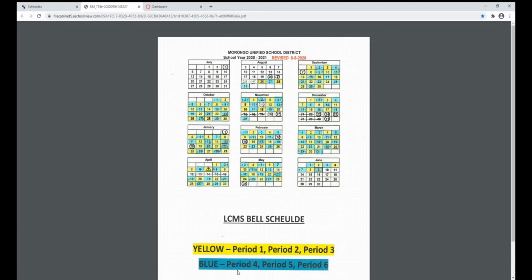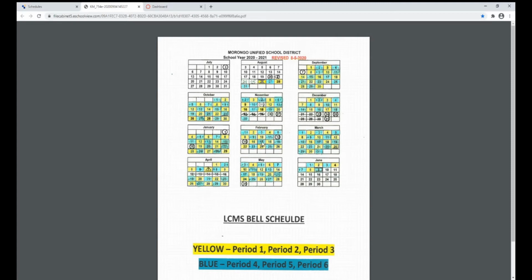It shows down here. Blue days mean that we're going to go to periods 4, 5, and 6 on that day. I'm not going to go to your other classes. Okay, then the next day, which is going to be February 18th, is a yellow day. On that day, we'll go to our first, second, and third period classes. So you can always bookmark this page and refer to it regularly. I look at it all the time.